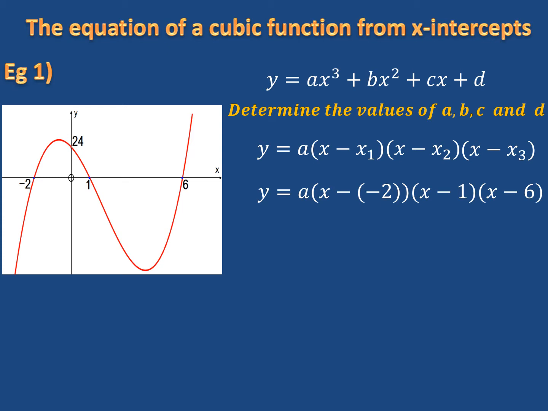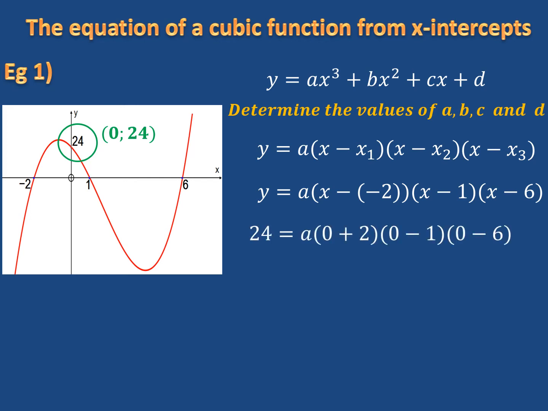We need to solve for a, so we need to use some other information, and we were told the y-intercept is 24. So we have coordinates 0, 24 that we can substitute into the equation. We end up with 24 is equal to a, 0 plus 2, 0 minus 1, and 0 minus 6. And 2 times minus 1 times minus 6 gives me 12. So 12a is equal to 24. Divide both sides by 12, and I end up with a is equal to 2.